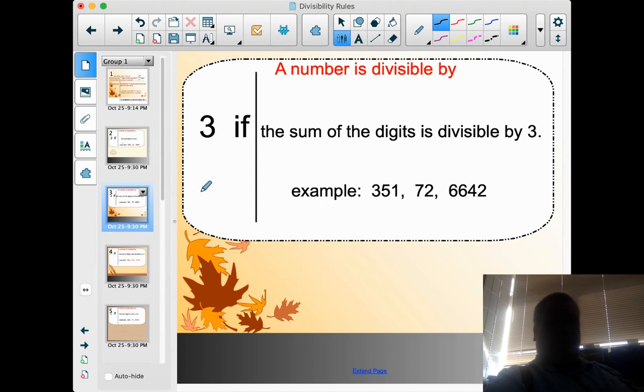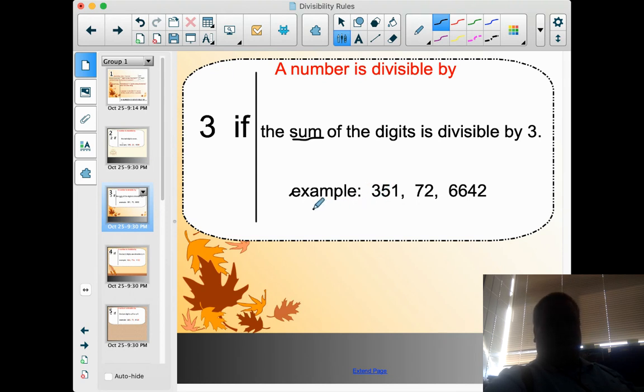Okay. Let's move on to 3. A number is divisible by 3 if the sum of the digits is divisible by 3. So that means we're going to add up all the digits, and if we get something divisible by 3, that tells me the whole number is divisible by 3. If you didn't know this, this is a pretty cool trick. So let's try it. 351.